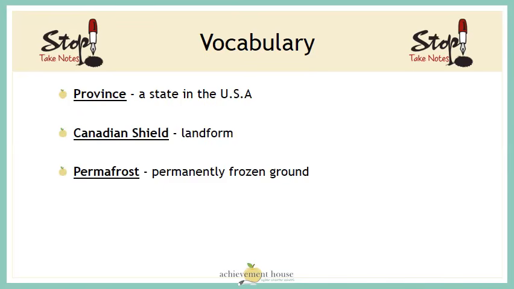Get your notebooks ready and jot down these vocabulary words and look for them as we move through this lesson. Province, that's how Canada is divided. Think of them like states in the United States. Canadian Shield is a landform, and permafrost means permanently frozen ground.